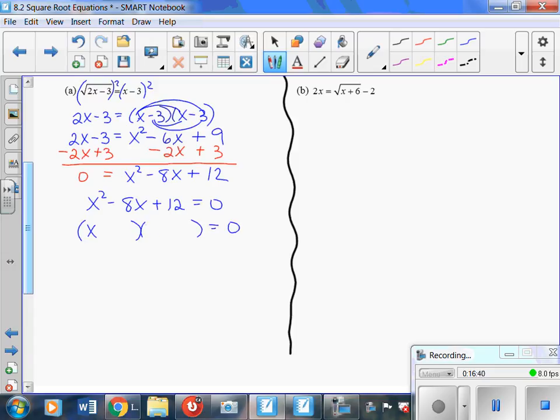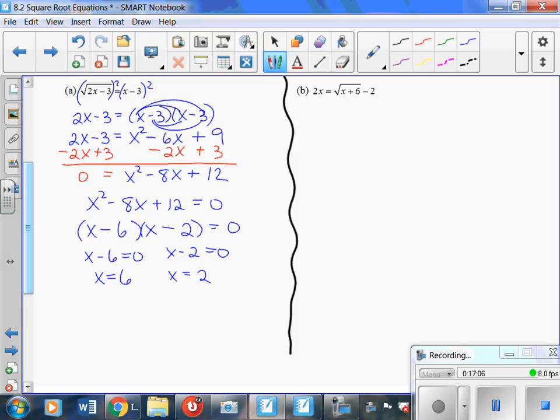So x and x, factors of 12 that add to give me 8. 6 and 2, that's simple. I know the signs are the same and they're both minus. So I know here I have x minus 6 is equal to 0, so x is equal to 6. Here I have x minus 2 is equal to 0 using our zero product law, and this is x is equal to positive 2.